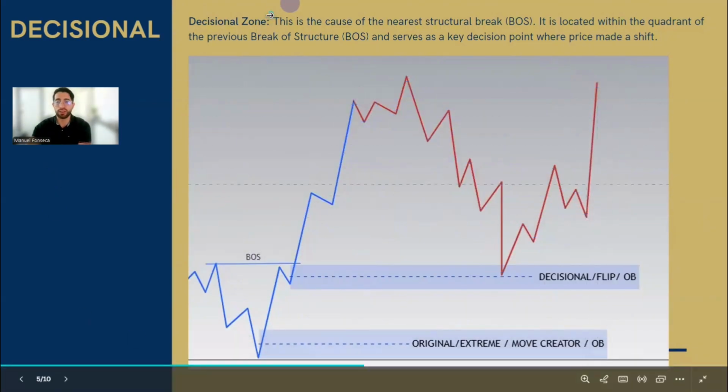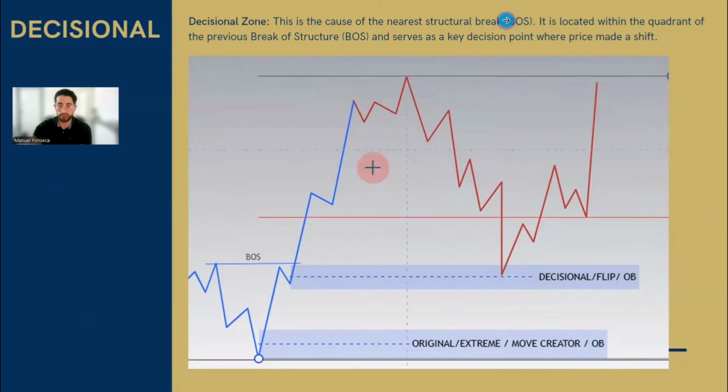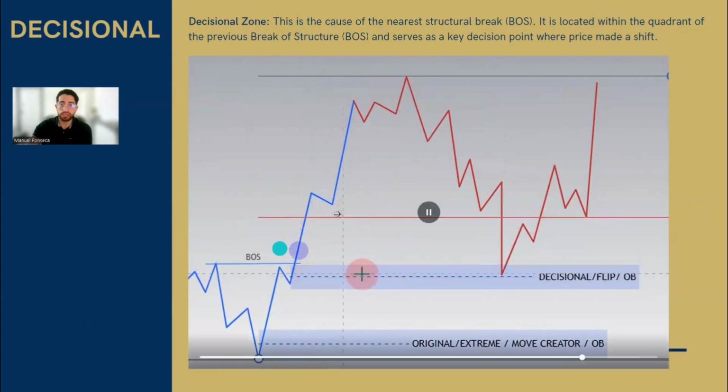Let's go slowly in the definition. This is the cause of the nearest structural break, BOS. Okay, this is the first thing. Okay, it is located within the quadrant of the previous break of the structure, which is the one I'm pointing here. This is the previous break of structure and it is between this quadrant right here, okay, and it serves as a key decisional point where the price made a shift.